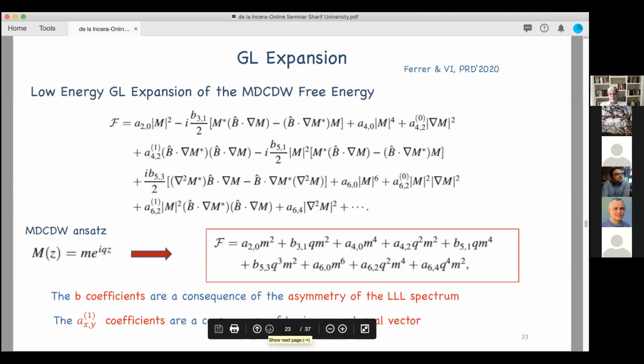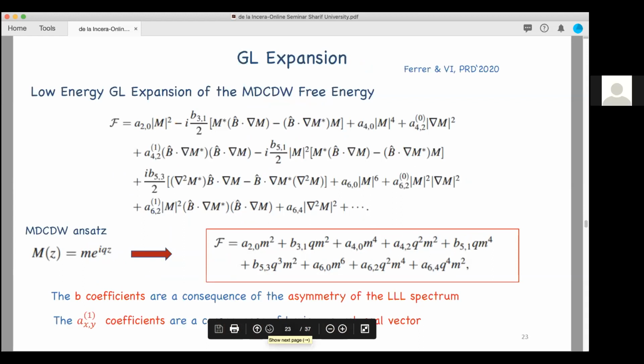So we did this Ginzburg-Landau expansion in powers of the order parameter and the derivative, and this is what we've obtained. This expansion obeys all the symmetries that I told you before. The order parameter is a complex order parameter, because that's the case we're considering, the MDCDW. But I want to call your attention that there are new terms in this expansion that would not normally be there if you have no magnetic field.